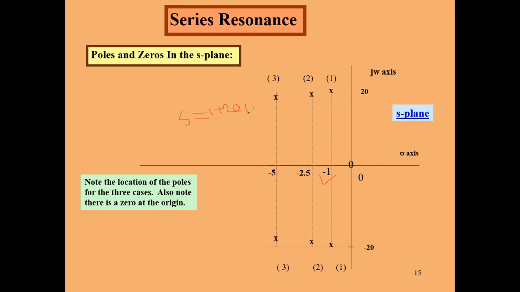but that value is imaginary, so here S is equal to minus 1 plus 20j, or S plus 1 minus 20j. So these are the locations of the poles. Same for that one, but the only change is that instead of minus, it becomes plus 20.